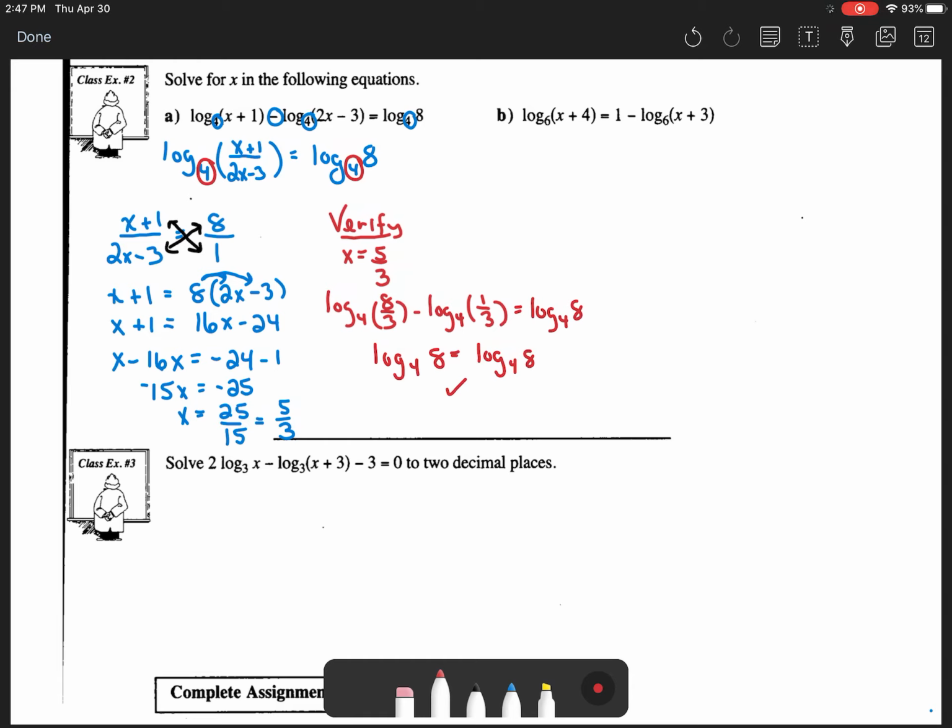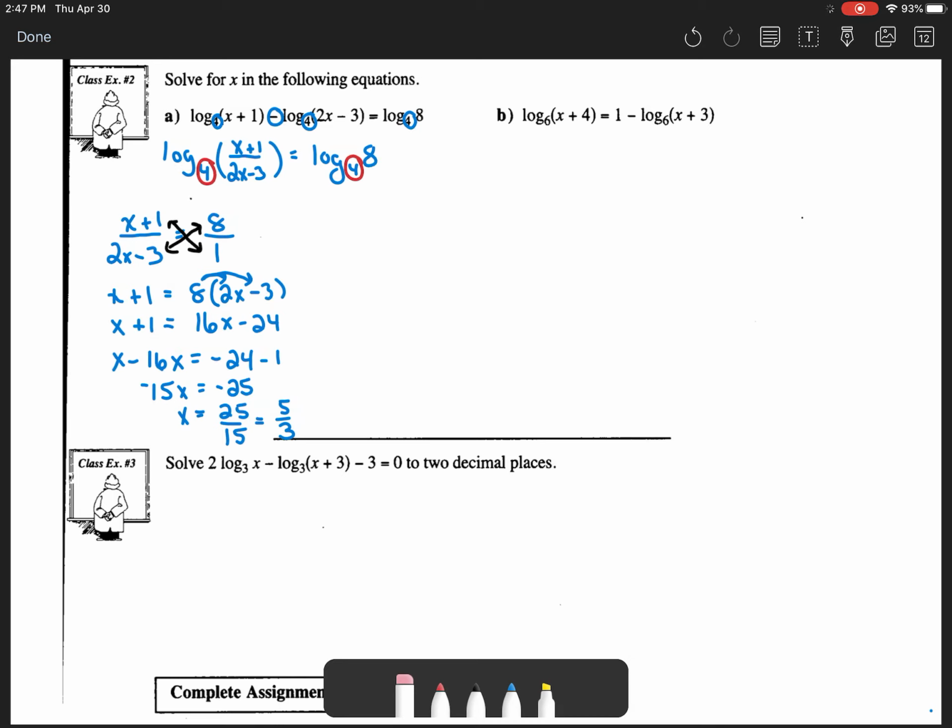Now, moving on to the second equation. I'm going to do something very similar. I have two log expressions on either side of the equation, so I'm going to bring them together and leave the number 1 on the other side. I'll keep log base 6 of x plus 4 on the left-hand side, bring the other log expression across so it's plus log base 6 of x plus 3, and on the right-hand side I still have the number 1.